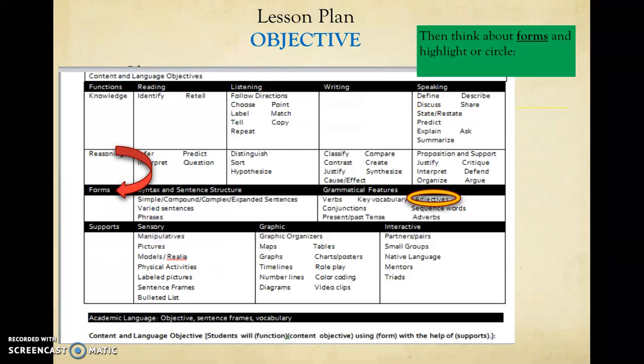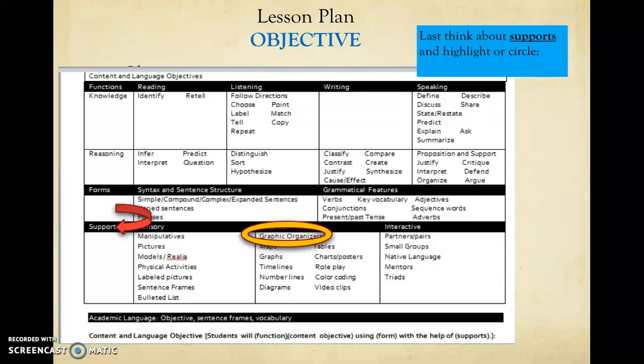The next piece is to think about the language form. Remember, the form are the smaller components of language that are really going to help students meet that function. So in this case, students are going to use adjectives. Again, typically you have one, possibly two key forms. Simply circle or highlight the main one for you here.